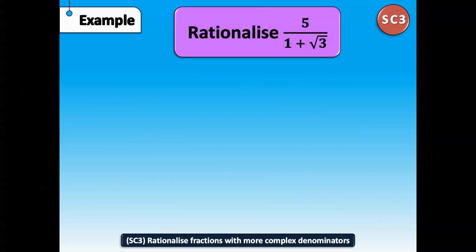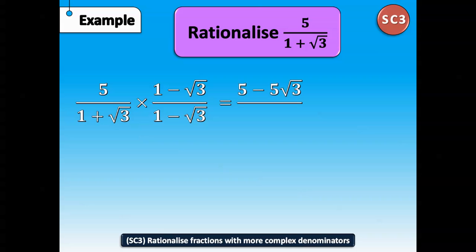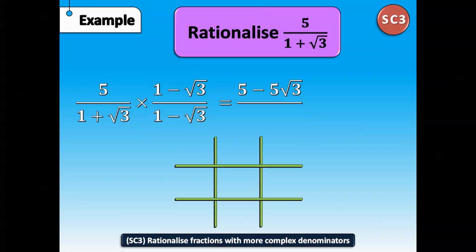Here's another example. So we want to rationalise 5 over 1 plus root 3. So we need to times the top and the bottom by 1 minus root 3. Remember to just change the sign. So 5 times 1 minus root 3 is 5 minus 5 root 3. Then we can use the grid method to times the denominators together. So 1 plus root 3 times 1 minus root 3.